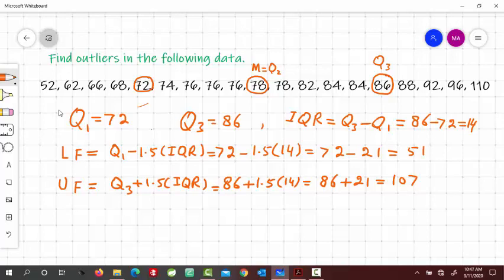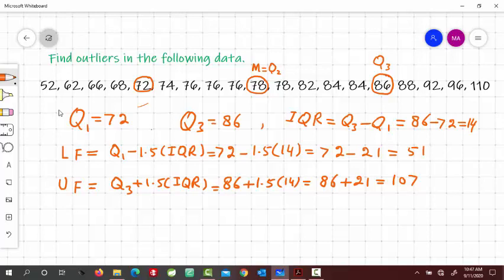Once we have these values for the lower fence and upper fence, then we can draw a conclusion from here. Any value which is outside of these fences would be an outlier. On the lower end, the lower fence is 51. So the lower fence would be at the end here. There's no value below 51, so it means that there is no outlier.